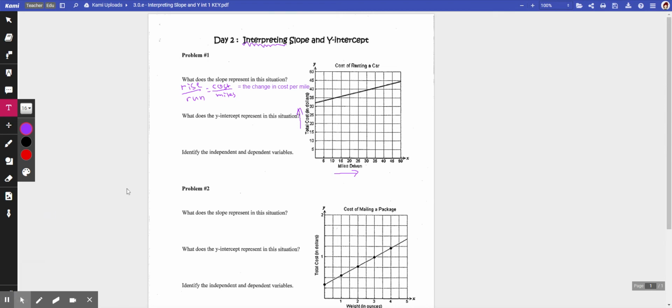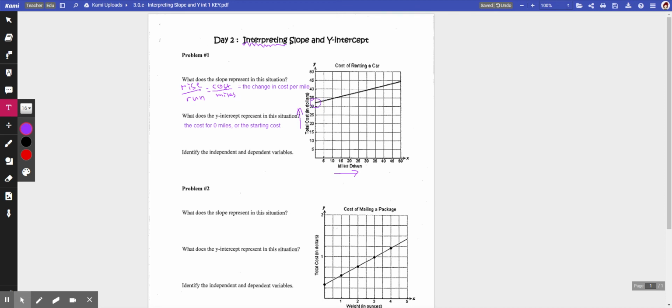So the y-intercept mathematically is the point where your line crosses the y-axis. So it's your cost when your x equals 0, when your miles equals 0. So it's the cost at 0 miles, or you could call it the starting cost.